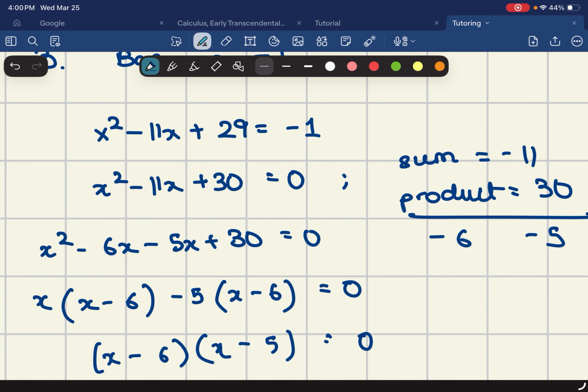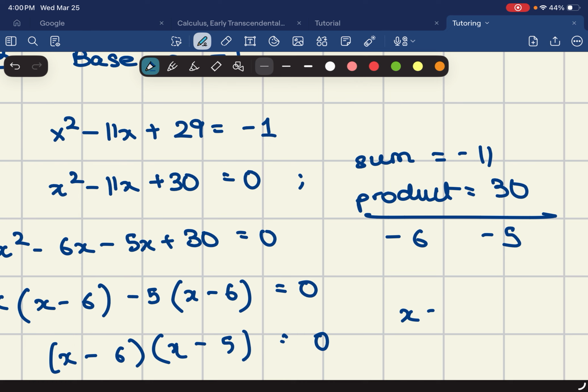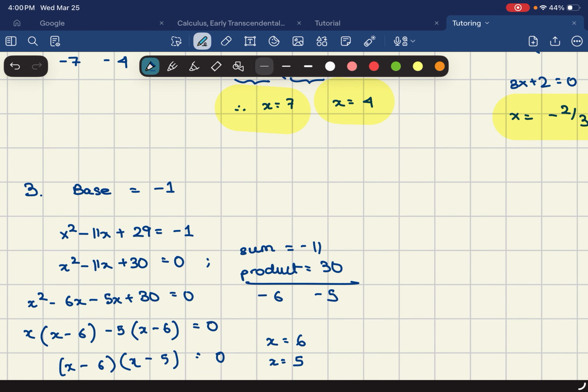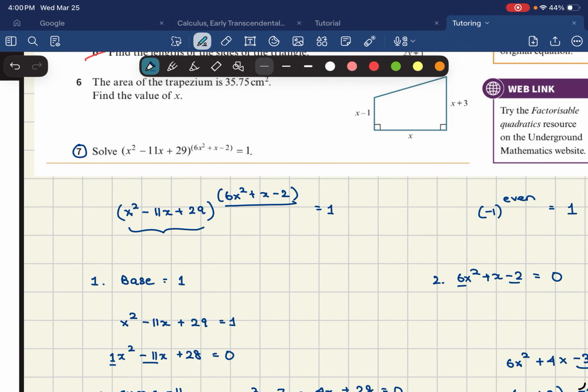Now, you may be thinking, well, I have two solutions. X is equal to 6 and x is equal to 5. But this does not guarantee that our exponent is even, because for our third case, we have two conditions. The base is -1, and the exponent must be even. So now let's go to our exponent.